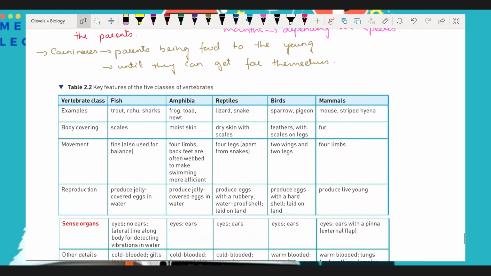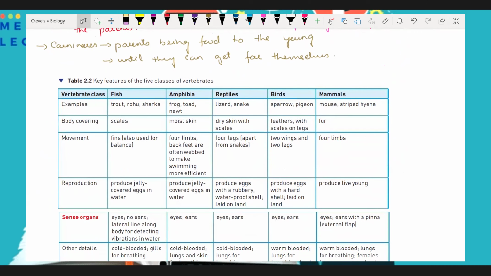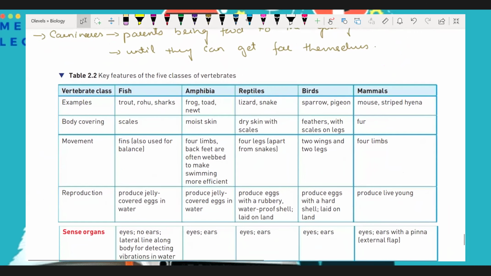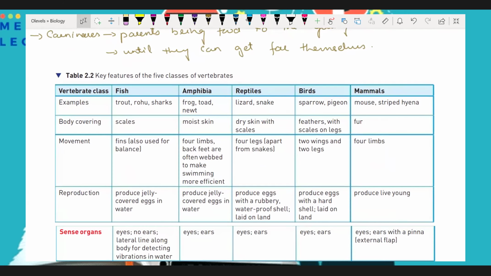Okay. So is this mammal section clear to all of you? Yes, ma'am. Okay, so till here we are done with vertebrates.